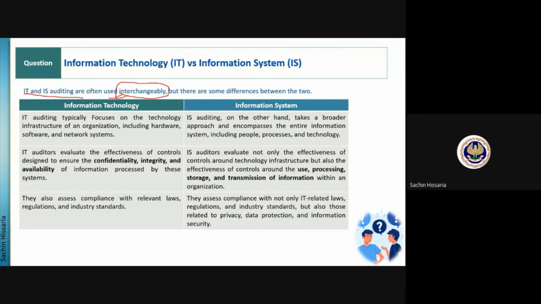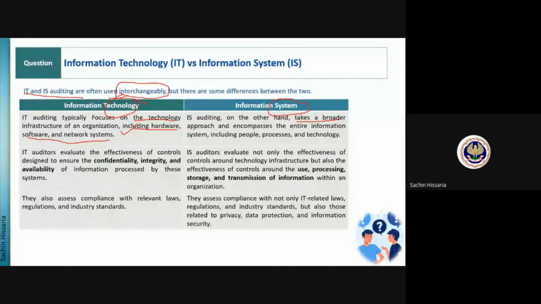What are those differences? Let me tell you guys. So basically, IT audit focuses on the technology infrastructure of an organization, including hardware, software, and network system. When I say a technology audit, the main focus of technology audit is on the hardware, software, and the network system. But when I say an information system audit, it is like a broader approach.